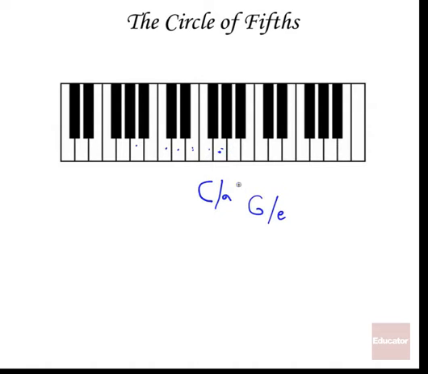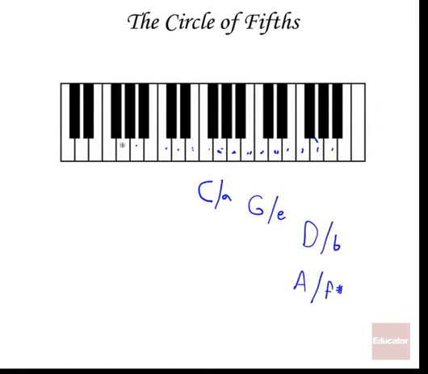So now we want to go a fifth up from G, so 1, 2, 3, G, A, B, C, D, 1, 2, 3, 4, 5. So D, and the relative minor turns out to be B. And then we want to go up 5 from D, so D, E, F, G, A. So A, and then the relative minor is here, which is an F sharp.